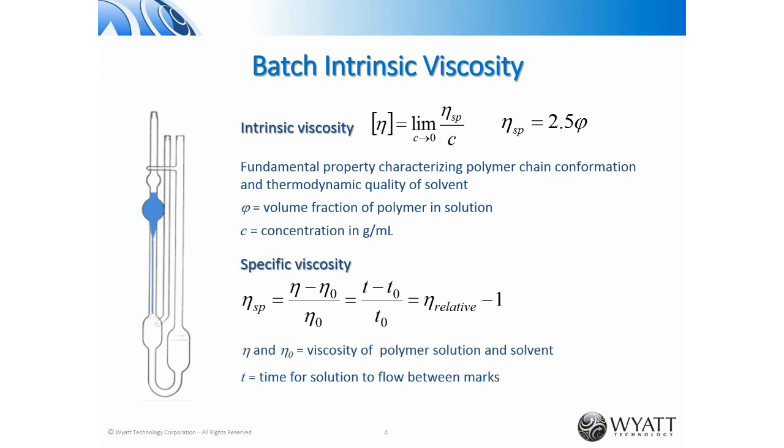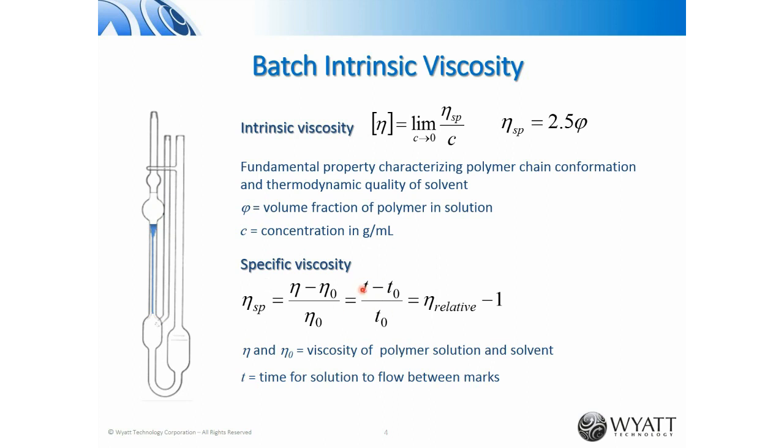So historically, people measured viscometry in batch. And on the left here is an Ubbelohde viscometer where you have a bulb that's filled with sample, and you let the sample flow through a capillary here on the bottom, and you time how long it takes to go between two scribe marks, and that's T.